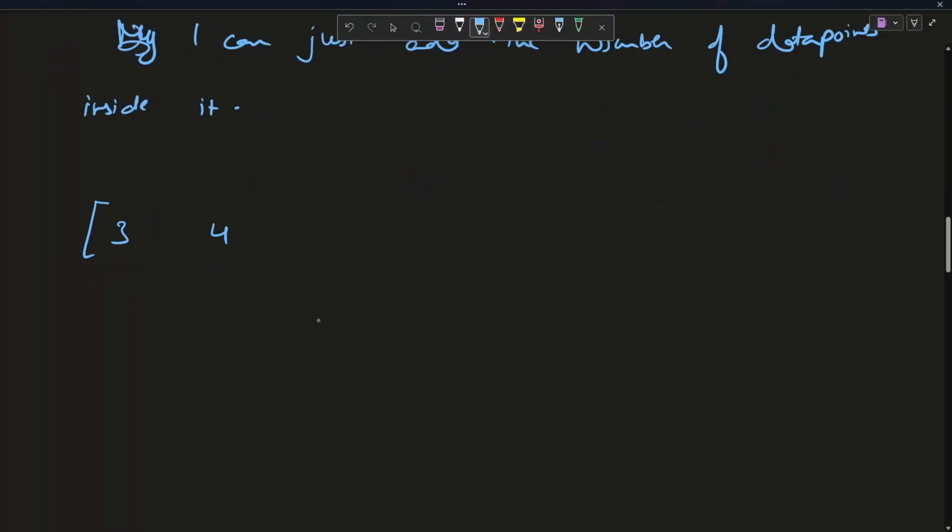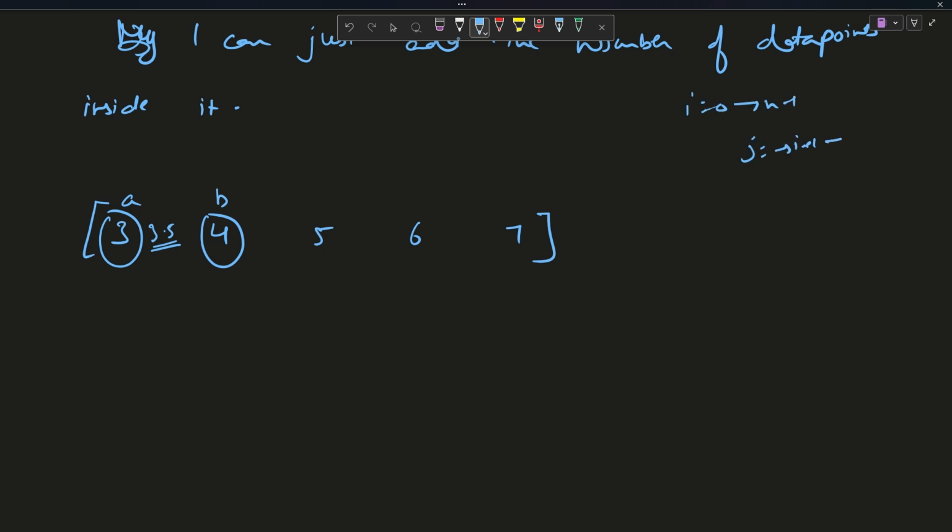3, 4. Let's say it is a 5 also here. 6, 7. Let's say it is a 3.5 here as well, just for better understanding. A is here, B is here. For i equal to 0 till n minus 1, j goes from i plus 1 till n minus 1. These were the loops. From this particular loop, this configuration occurs, that A is at 3 and B is at 4.